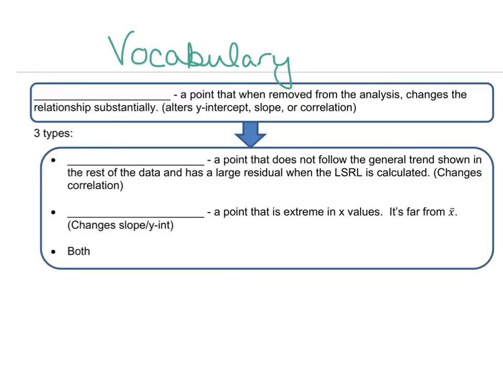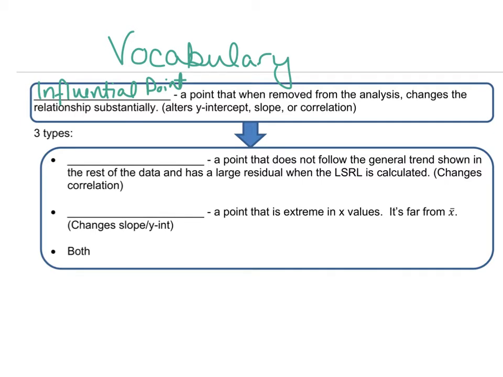Let's put some vocabulary together with the words that we discovered, or the concepts we discovered in that applet. So an influential point. An influential point is simply a point that when we take it away from the analysis, get it out of the scatter plot, it changes the relationship substantially. So we saw that it either altered the y-intercept, the slope, or our r value.